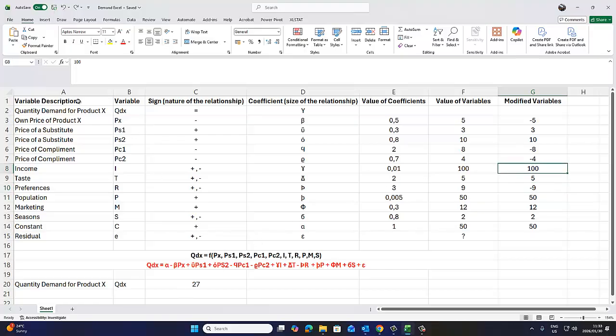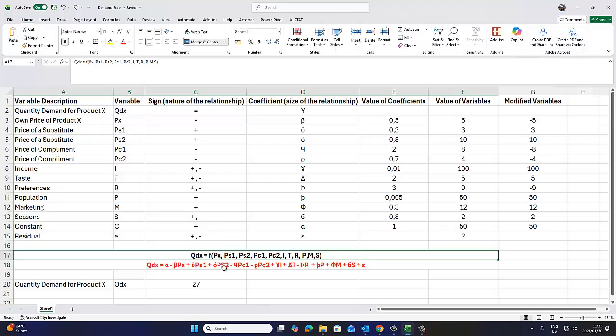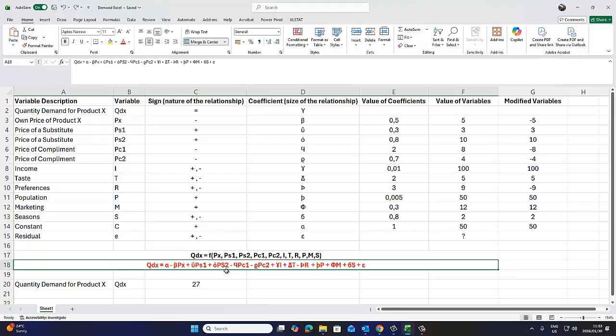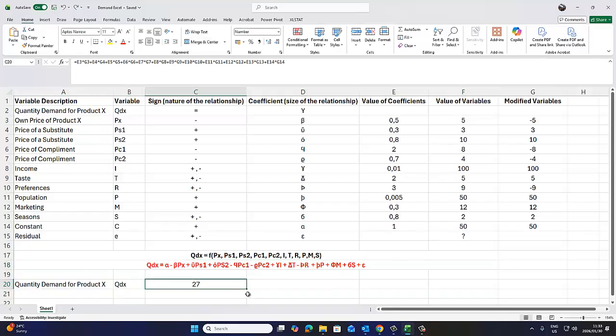So there's our basic demand function. There's our demand equation. When we conceptualize this demand equation by adding the coefficients and adding the value of the variables, then we can actually calculate the quantity demand. In this case, the quantity demand is 27. Now, this opens a whole lot of options for us to play around, and we'll do that in the next video tutorial, where we're going to do a little bit of exercises on it.